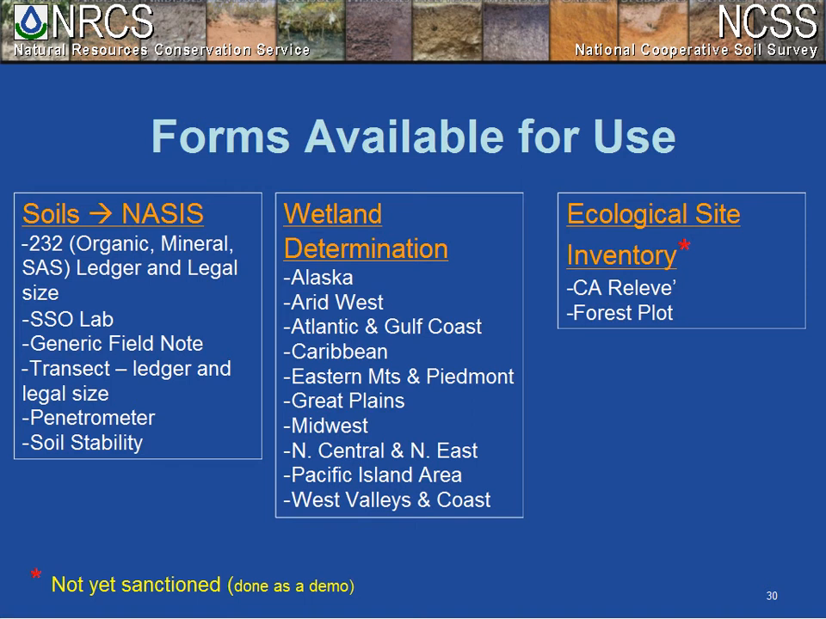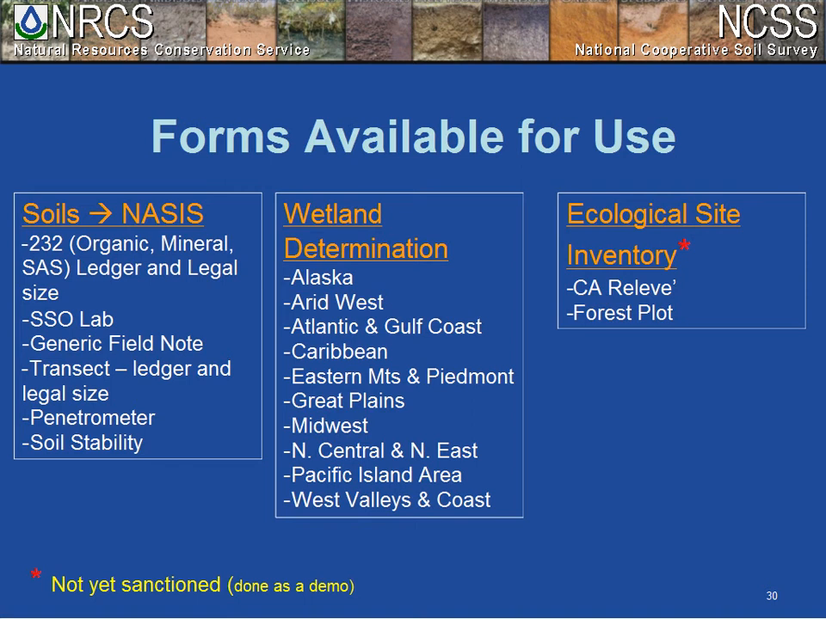For the soils data that can be imported into NRCS, there are four 232 forms. There's one for organics, one for mineral, one for subaqueous soils, and Soil Survey Office Lab data can be collected and imported into NRCS. There's a generic field note, which probably won't be useful all over the country because it notes change from year to year, from survey office to survey office. There's a transect form, and then for the dynamic soil properties projects, there's a penetrometer form and a soil stability form.